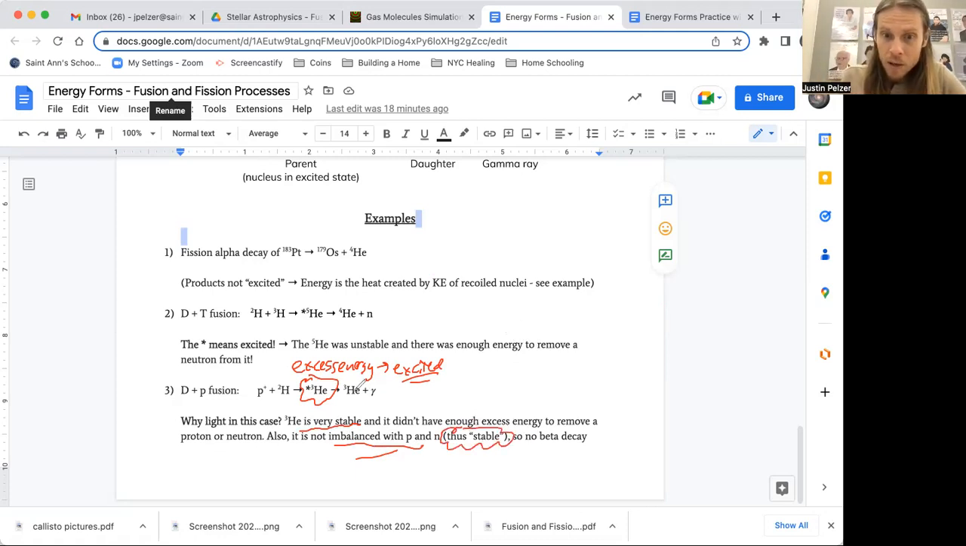If it's stable, it just turns that energy into the electromagnetic field. So no beta decay, it just emits a photon. Boom. So that's why we get a photon here, because beta decay and the emission of a neutron or proton were not energetically beneficial or possible. Cool. That's the concept of these forms of energy.